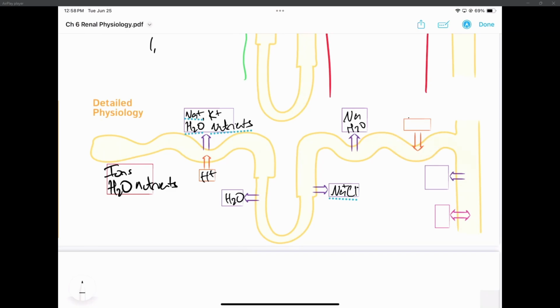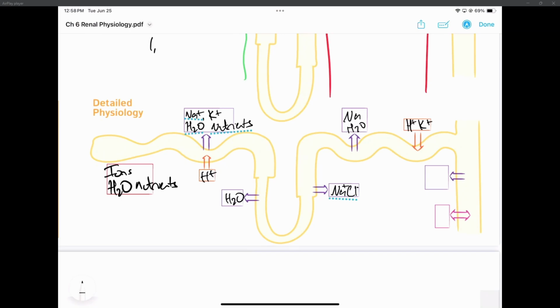Also, towards the later parts, hydrogen and potassium. Potassium is very weird. We'll get to potassium probably tomorrow or on Thursday. Potassium acts very weird when it comes to the end part, but we'll deal with potassium all by itself in its own section.